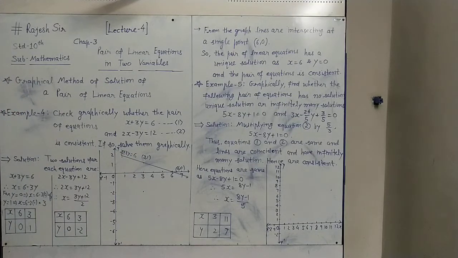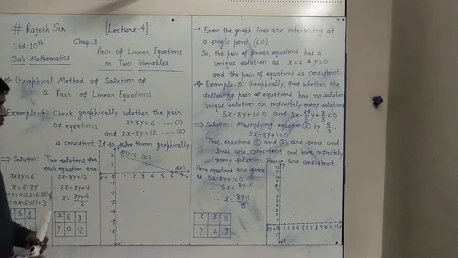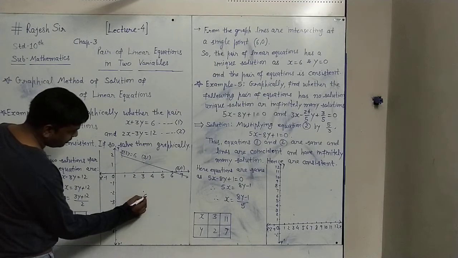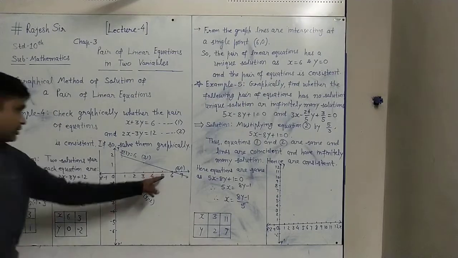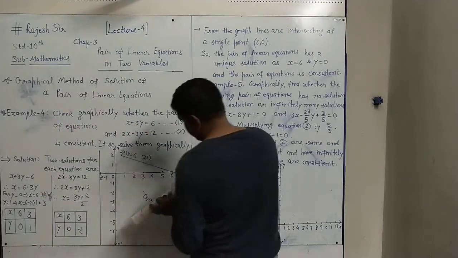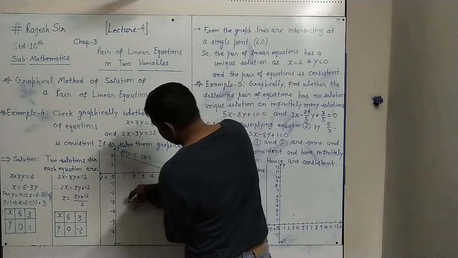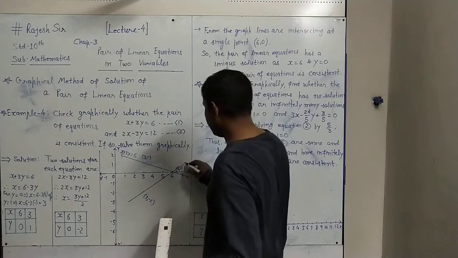Similarly, to get the line of the second equation, we have the same point (6, 0) again, and the point (3, minus 2), which is 3 on the x-axis and minus 2 on the y-axis. Passing a line through these two points, (6, 0) and (3, minus 2), we get the line of the second equation. This is the second line.